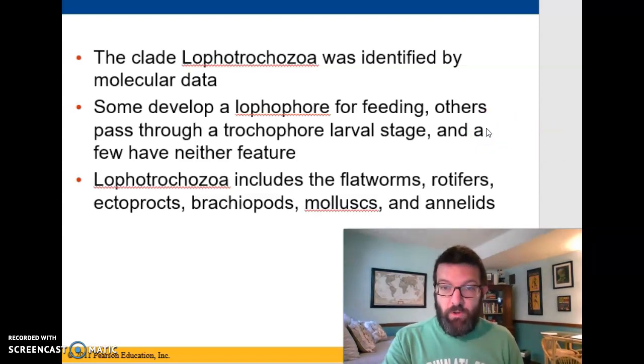Now, some of them do have anatomical structures that tie them together. A lophophore is a feeding structure that many of them, that we call lophophorates, possess. Many of them have a trochophore larval stage, which is a particular type of larva. But a lot have neither. And this is going to include platyhelminthes, the flatworms, rotifers, ectoprocts, brachiopods, mollusks, annelids, all of which we'll talk about in a moment.